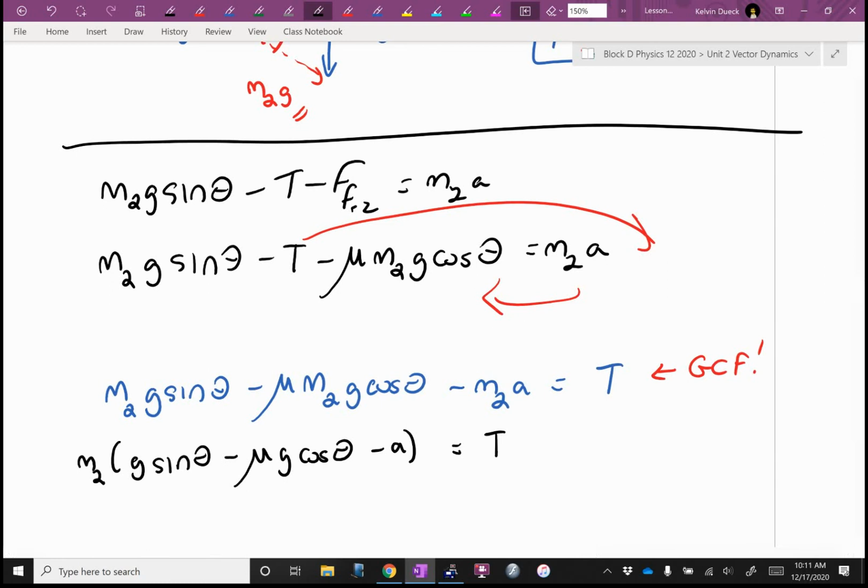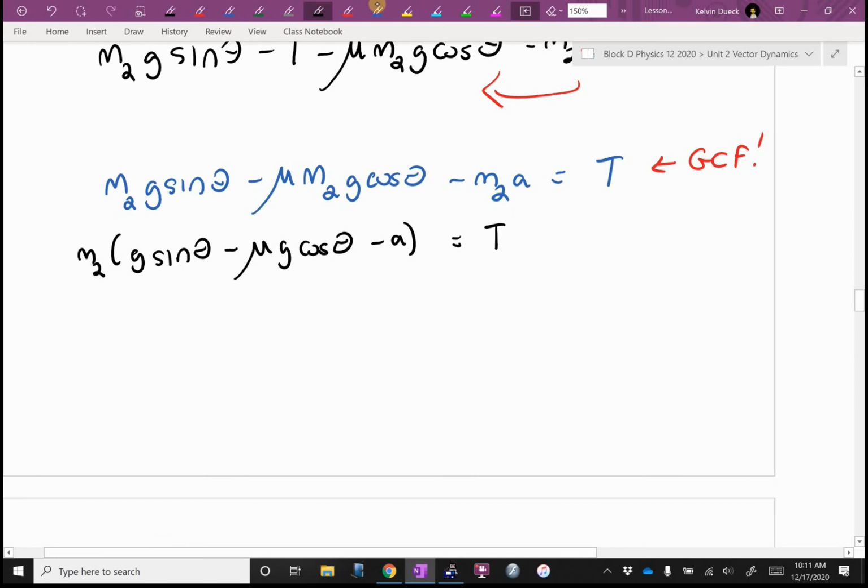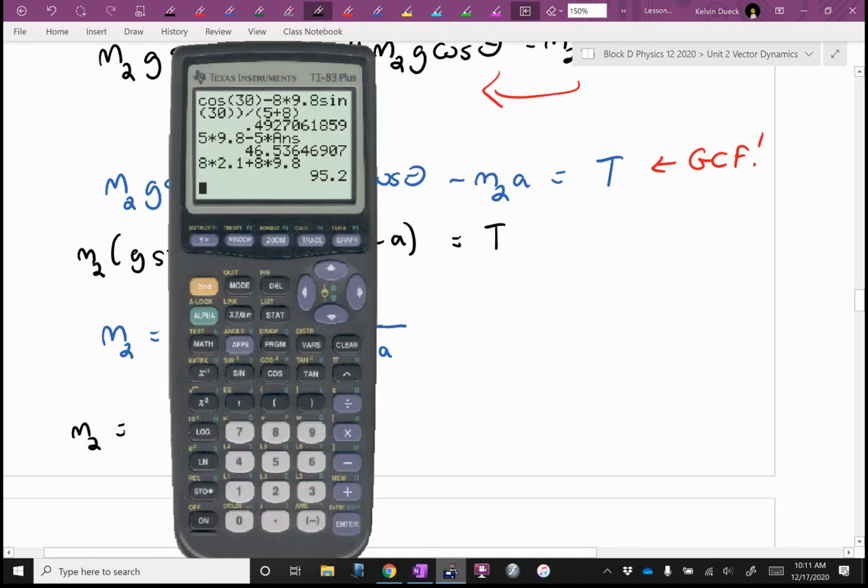What am I trying to get by itself? What's the bracket doing to the M2? So I'll move the bracket over. Look at that. That's not bad. M2 is going to be tension divided by G sine theta minus mu G cos theta minus A. I have no idea what the answer is here. I don't even remember what tension was.